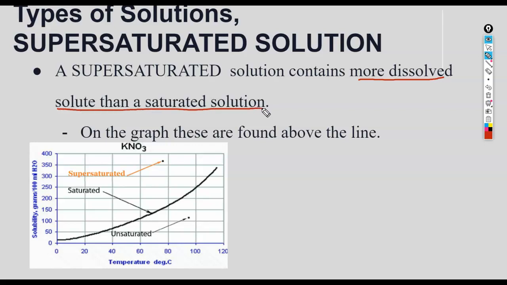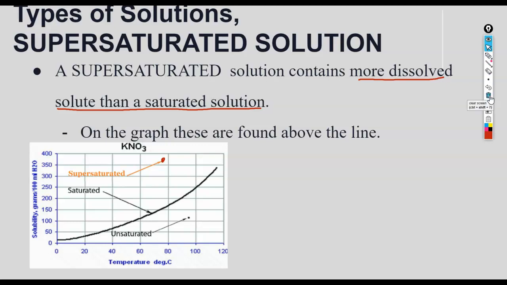If you think about that carefully, you should be like, wait, how's that even possible? Because remember, a saturated solution is already at its limit, right? That's what makes it saturated, it's already at its limit. It can't dissolve any more. Okay, so a supersaturated solution contains more dissolved solute than a saturated solution. You should be scratching your head at that point, being like, how is that even possible? We'll talk more about that in the next video. But if you're looking at a graph, a supersaturated solution would be above the line.